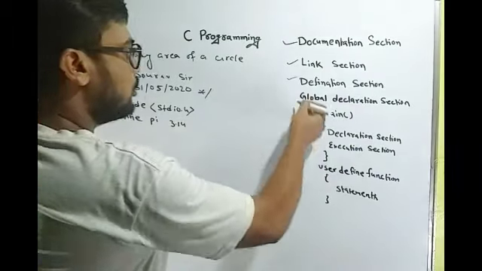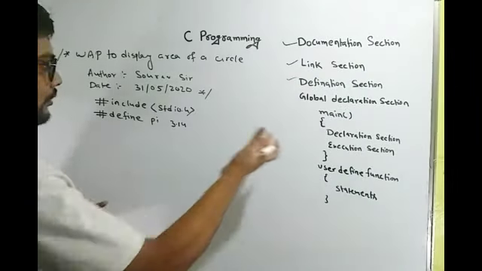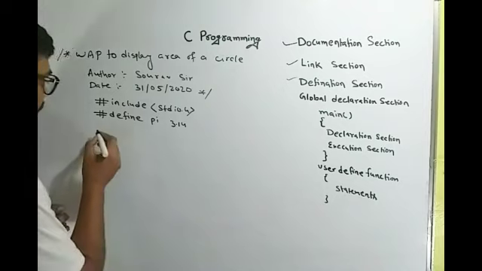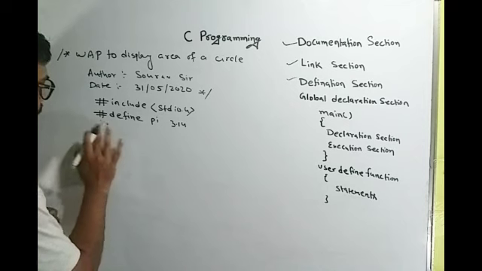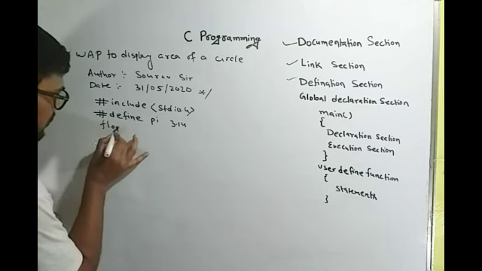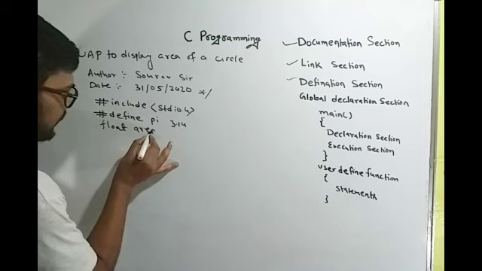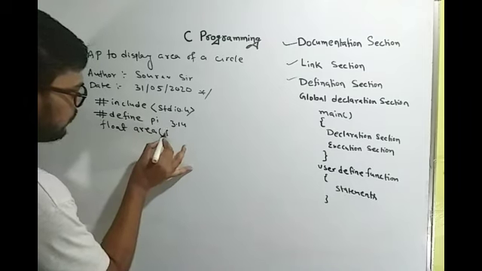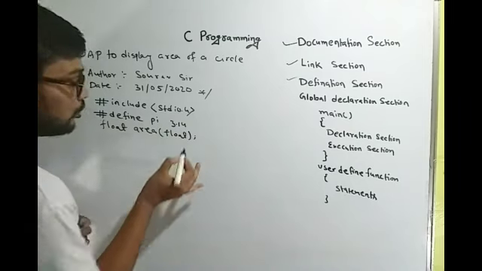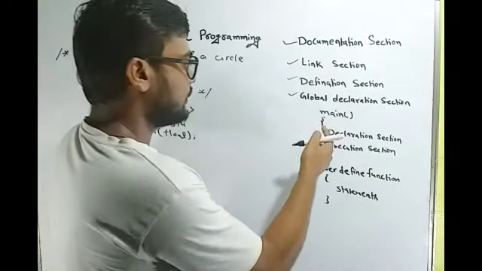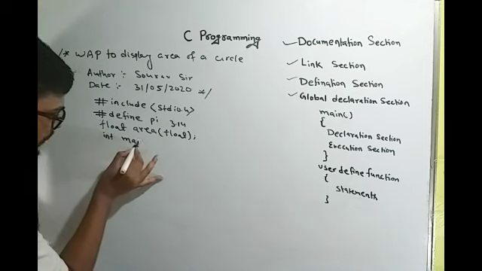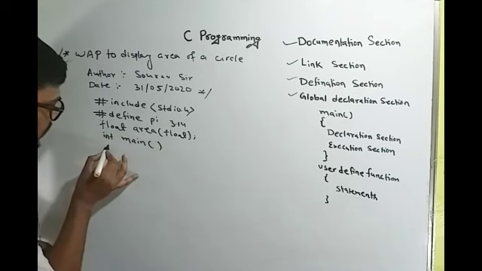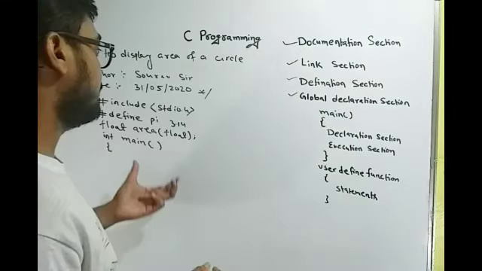And next is the global declaration. We also declare the global declaration section like that: int or float area, the function name, and after then float. That is the prototype declaration. That is the global section. After then is the main function. So the main function is int main, and in the main function we generally calculate the area of the circle.